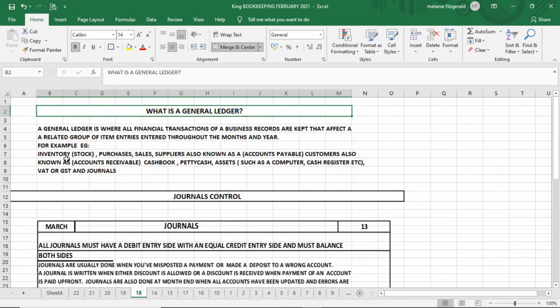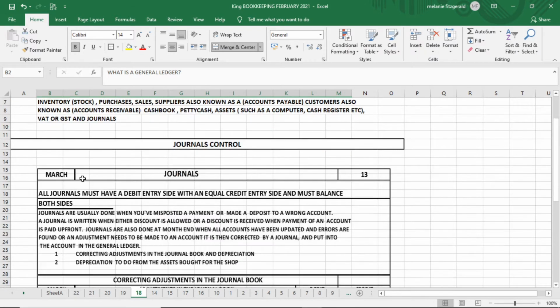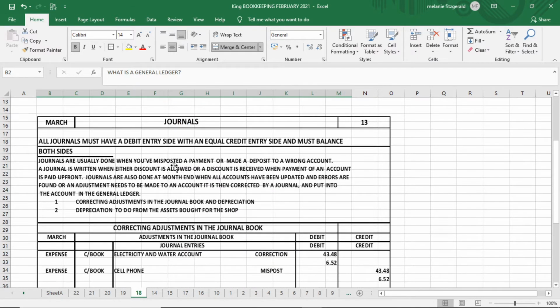For example, inventory stock, purchases, sales, suppliers, also known as accounts payable, and customers, also known as accounts receivable. Cash book, petty cash, assets such as computer, cash register, VAT, or GST, and journals. All right, journals control. All journals must have a debit entry side with an equal credit entry side and must balance on both sides.